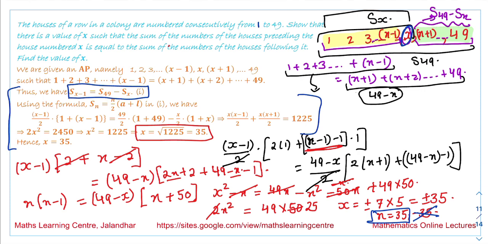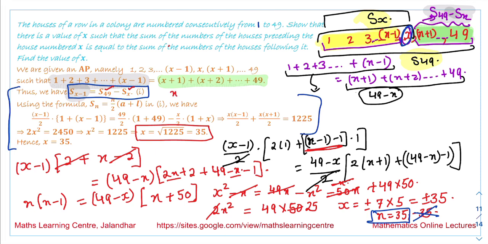Why? We are saying the sum of these first terms is S of x. The sum of all the terms is S of 49. The sum of the terms that are left over is S of 49 minus S of x. So S of x minus 1, the sum of these terms, is equal to the sum of these terms, which means the sum of all 49 terms minus the sum of the first x terms.